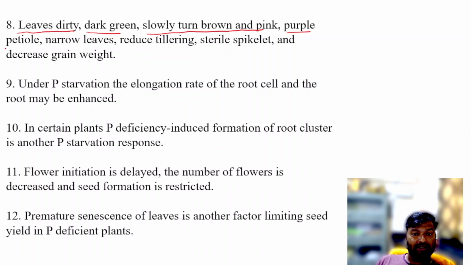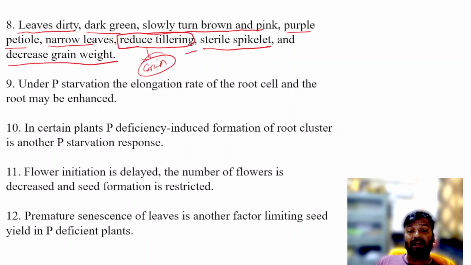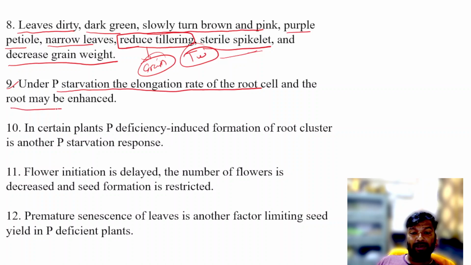Purple petioles, narrow leaves, reduced tillering, that is also one of the important trait for the grain yield. Sterile spikelets and the decreased grain weight or the test weight. So these are the important effect of the phosphorus deficiency. Then under phosphorus starvation, the elongation rate of the root cells and the root may be enhanced because there will be a more partitioning towards the root.